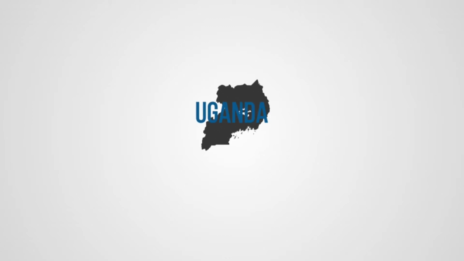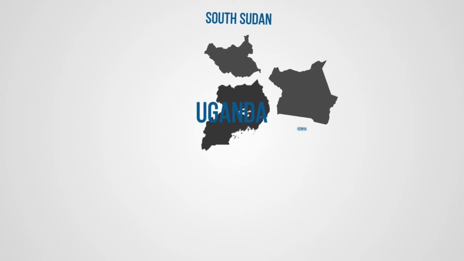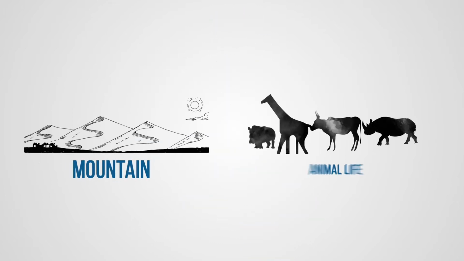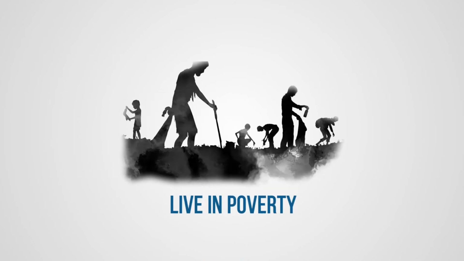Welcome to Uganda. This landlocked country is in East Africa and is bordered by South Sudan, Kenya, Tanzania, Rwanda, and the Democratic Republic of Congo. While Uganda boasts beautiful mountains and a variety of animal life, many Ugandan families, especially rural families, live in poverty.